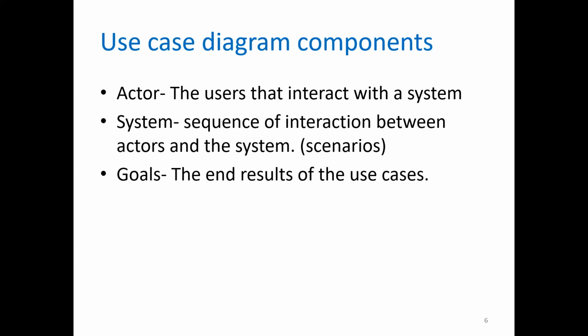System, on the other hand, is a specific sequence of actions and interactions between actors and the system. The system may also be referred to as a scenario. Goals, these are the end results of most use cases. A successful diagram should describe the activities and variants used to reach the goal.